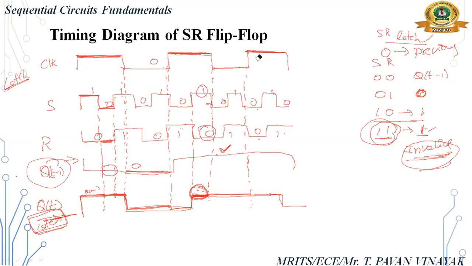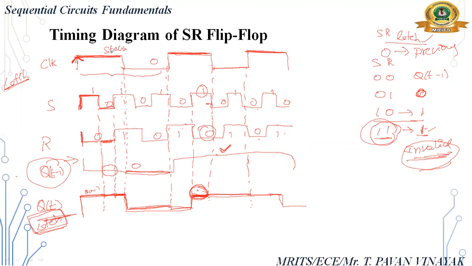For SR flip-flop, this is the positive edge. The flip-flop will respond when we receive this signal only. Means you have to consider this line and this line only. After that, from here to here, it is in stable state.